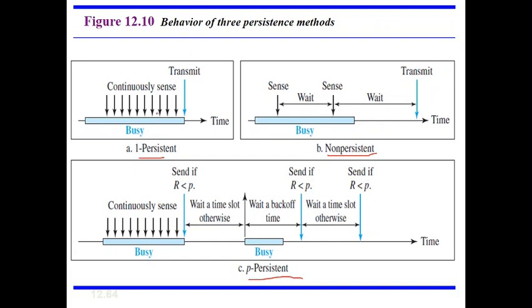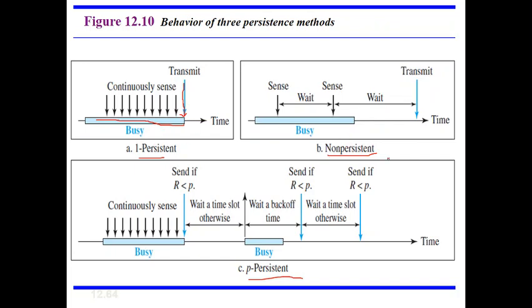If I consider the first one, in one persistent, the medium is continuously sensed by the device whenever it is busy. So at this time it finds the medium is busy, and that is why there is continuous sensing of the medium until it finds the medium is idle. So in one persistent, the device will continuously sense the medium until it finds the medium as idle. Once it finds the medium as idle, then it can transfer the data or frame to the medium. So that is called one persistent.